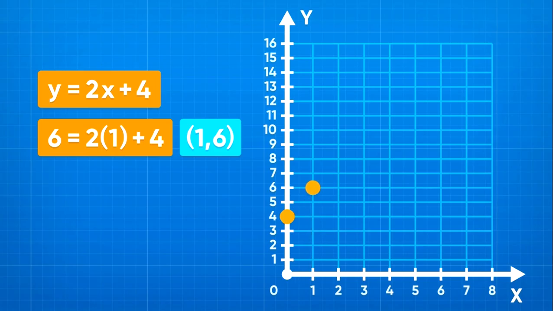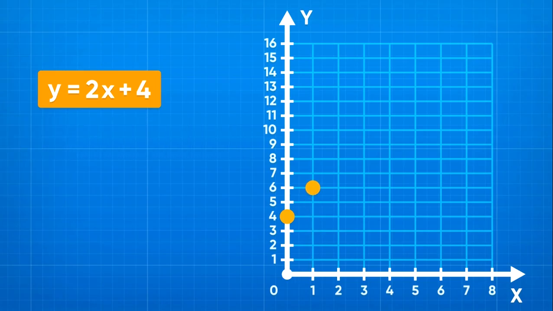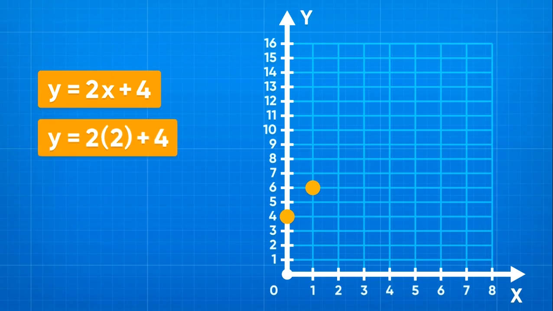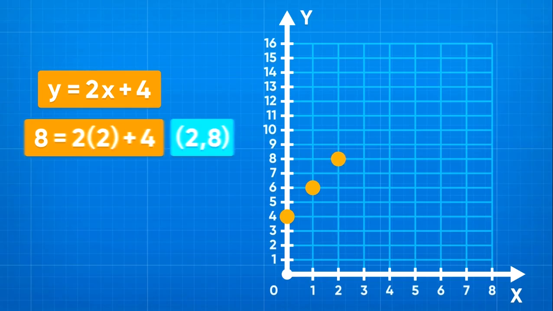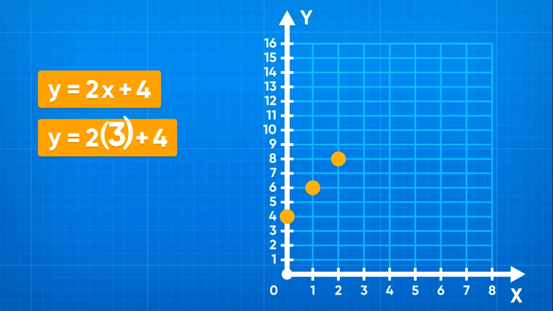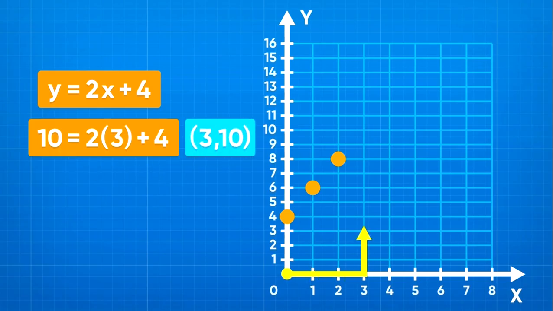That's right. Let's try 2 more points. Let's try x equals 2. If we plug in 2 for x, then 2 times 2 is 4, plus 4 is 8. So this would be the ordered pair (2, 8). We can plot that on the coordinate plane by going to 2 on the x-axis and up to 8 in the direction of the y-axis. And if we try x equals 3, then 2 times 3 is 6, plus 4 is 10. So the next point goes at (3, 10).